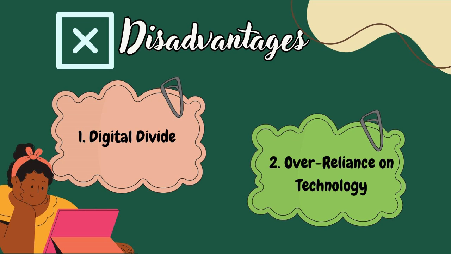Additionally, constantly being on technology can affect our mental and physical health, leading to issues like eye strain, lack of physical activity, and even addiction to screens. It's important to find a balance and not let technology take over every aspect of our lives.